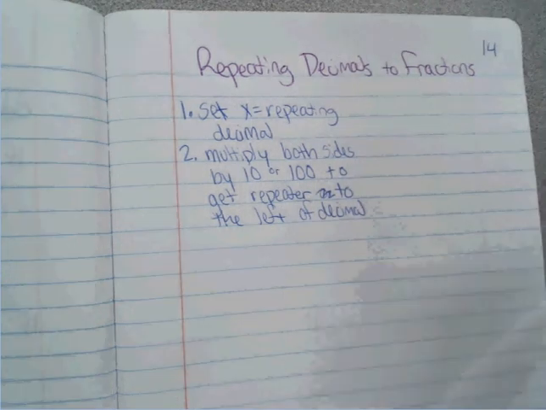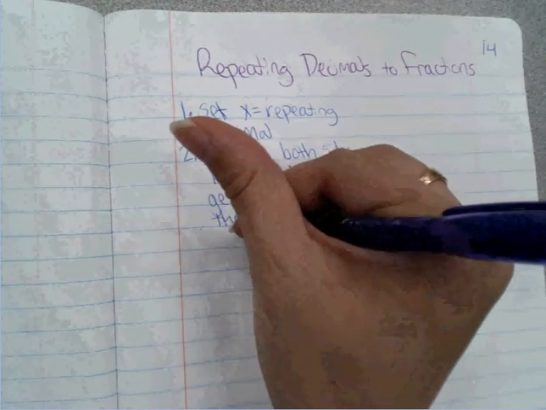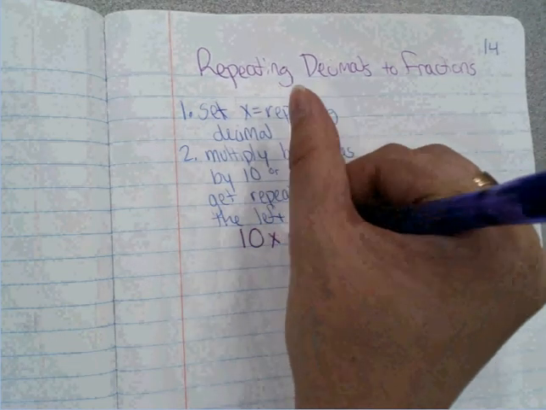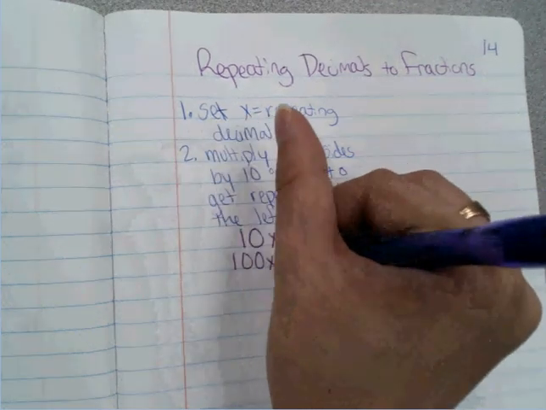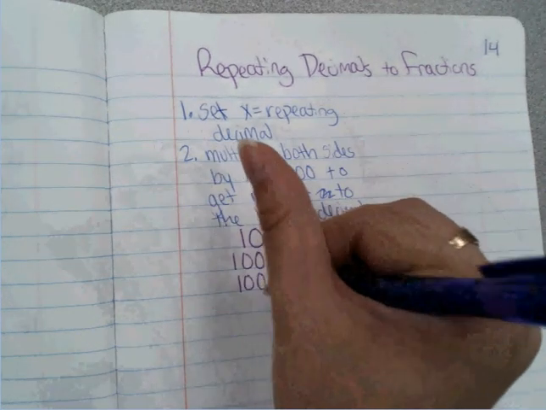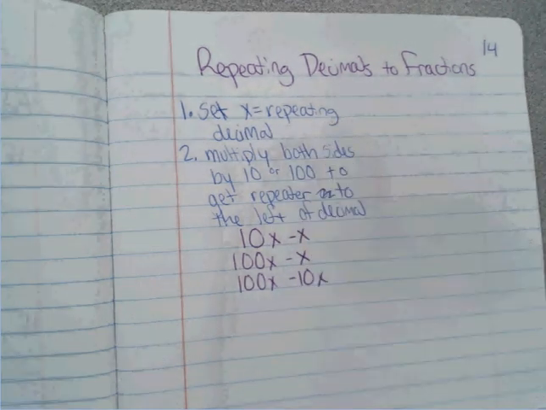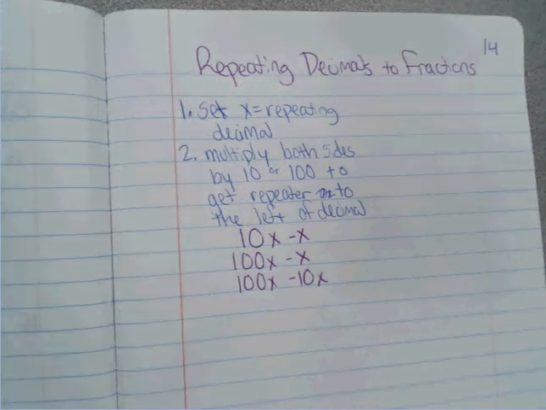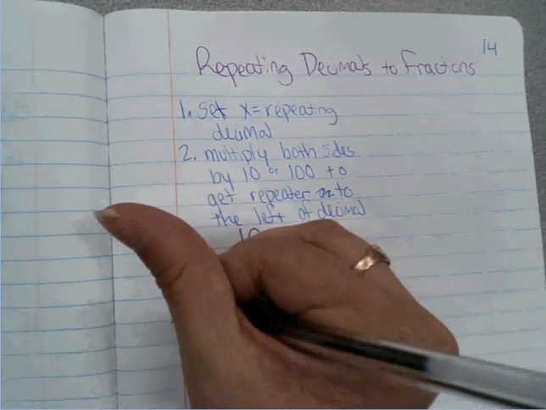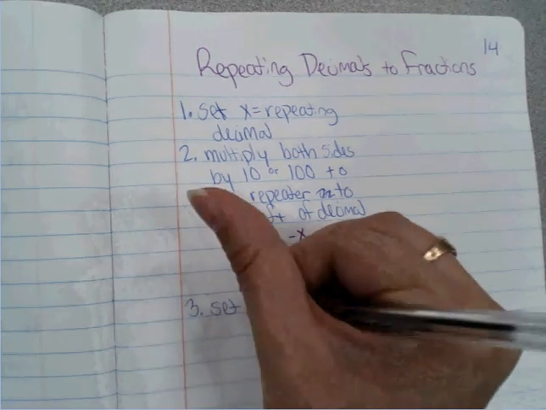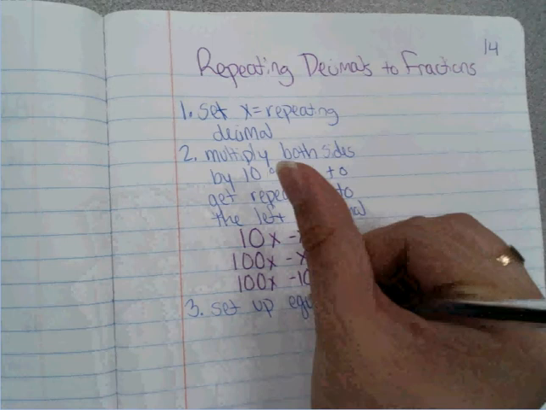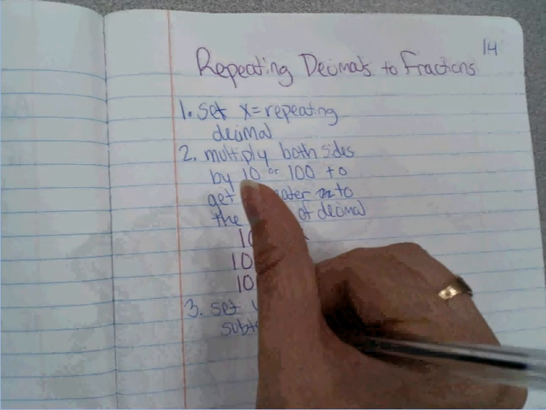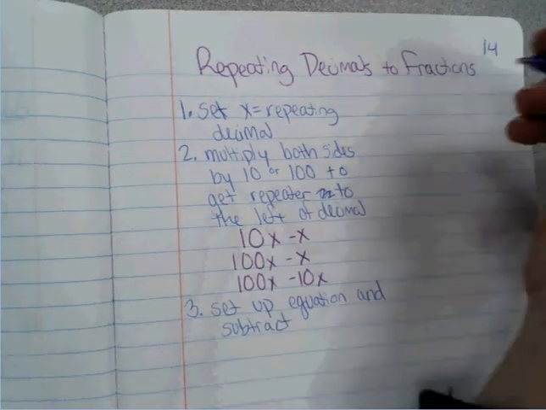So just to kind of remind you some of those equations we looked at today and the day before, we had 10x minus x. You might have to use 100x minus x sometimes, or we even saw 100x minus 10x. I'm going to try to do an example with at least 2 of those just so you can see. And then what you do is set up equation and subtract. So let's take a look at an example.